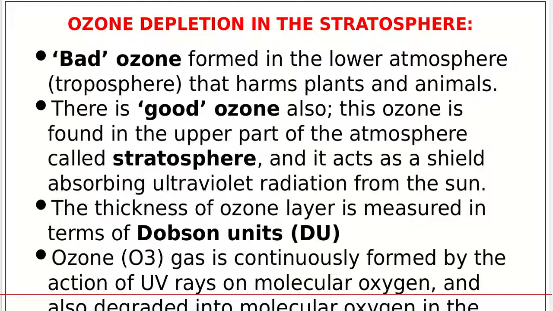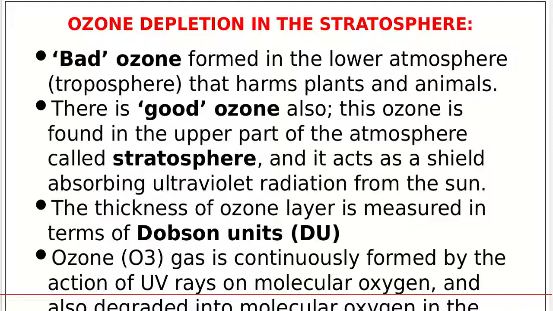There is a bad ozone formed in the lower atmosphere or troposphere, which harms plants and animals. There is a good ozone also, found in the upper part of the atmosphere, which is called the stratosphere, and it acts as a shield by absorbing the ultraviolet radiation from the sun. If this ultraviolet radiation was not absorbed by the ozone layer, it would lead to skin cancer among human beings.